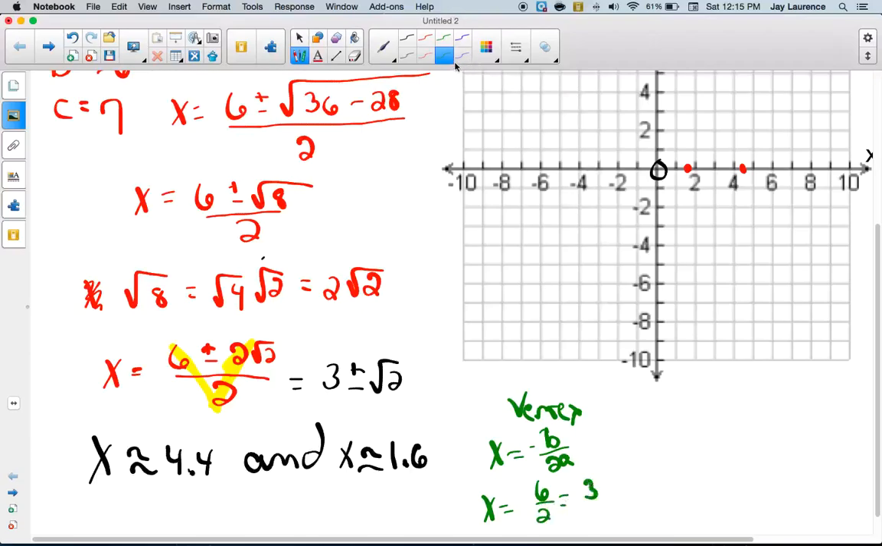Okay, now, I just found something, didn't I? Yeah, I found the x-coordinate of the vertex, but didn't I also find the equation of the axis of symmetry? x equals 3.